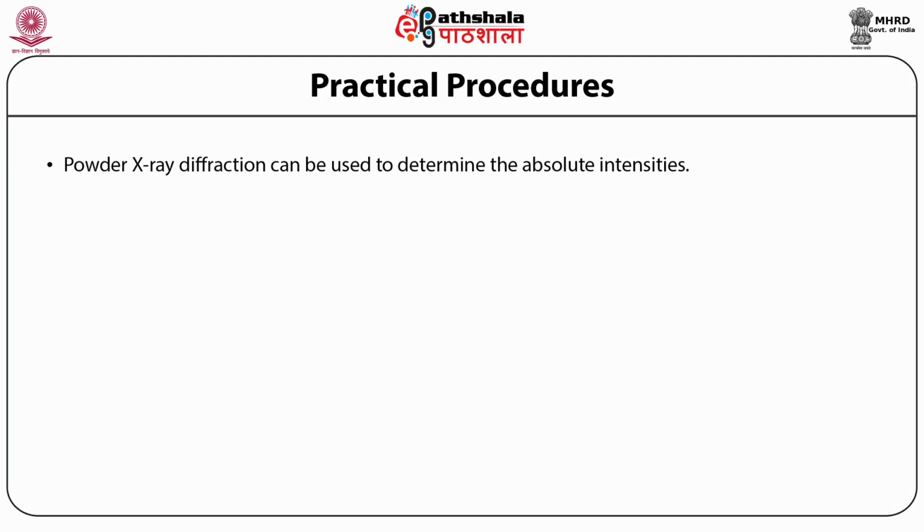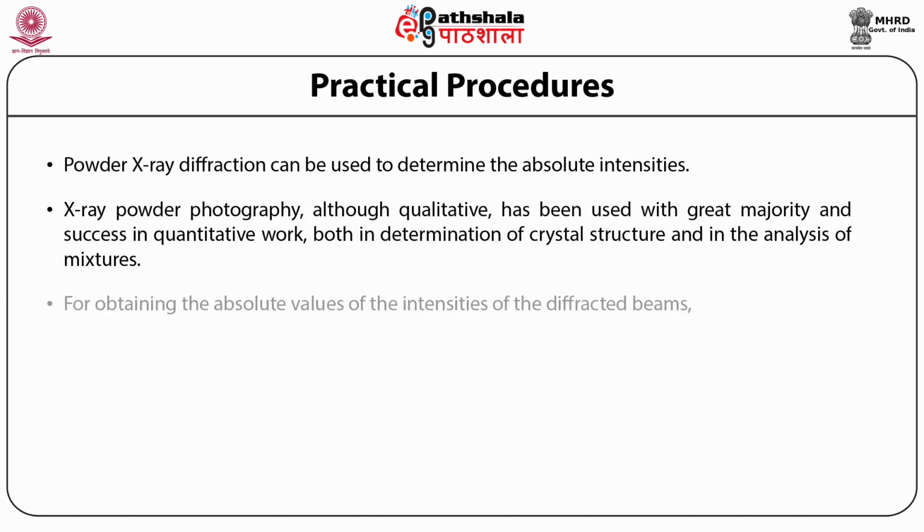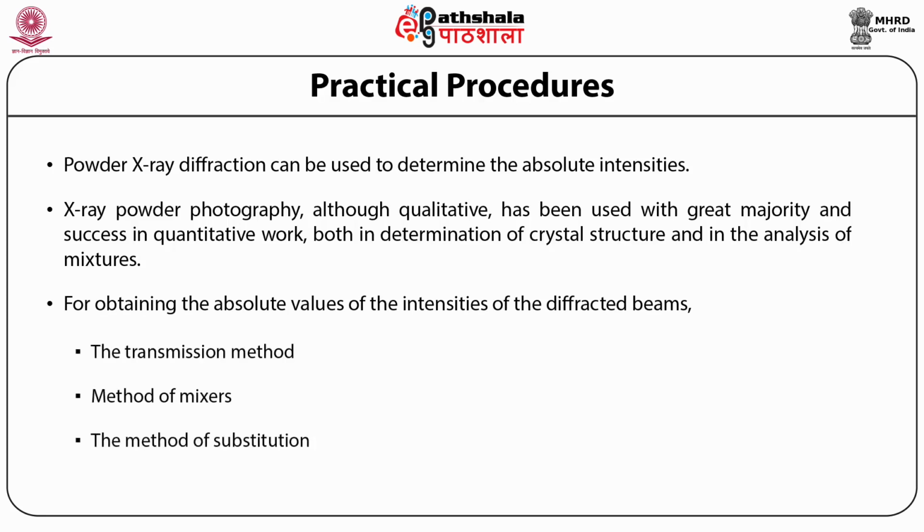Powder X-ray diffraction can be used to determine the absolute intensities. X-ray powder photography, although qualitative, has been used with great success in quantitative work, both in determination of crystal structure and in the analysis of mixtures. For obtaining the absolute values of the intensities of diffracted beams, the transmission method, the method of mixtures, the method of substitution, and the ordinary Debye-Scherrer method are used.